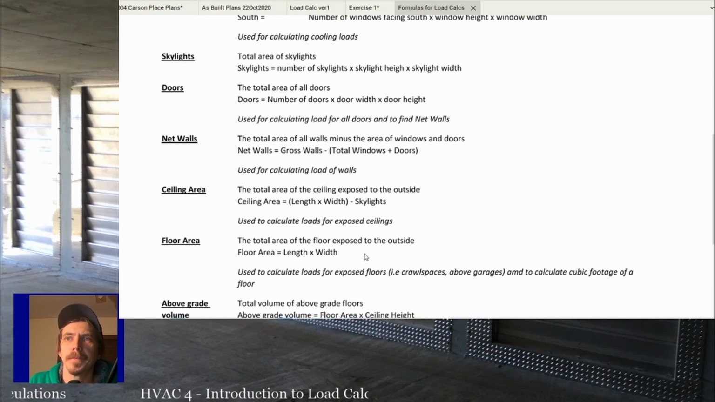Ceiling area is the total area of the ceiling exposed to the outside. Ceiling area equals length times width of the house, right? Length times width of the house minus skylights. So that's used for calculating loads for exposed ceilings.